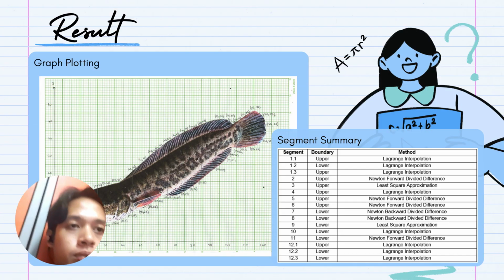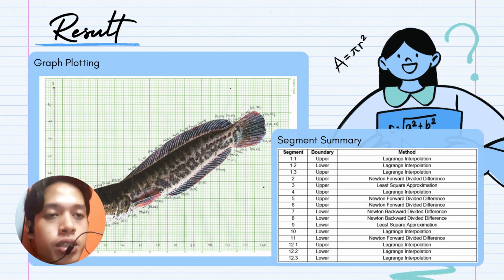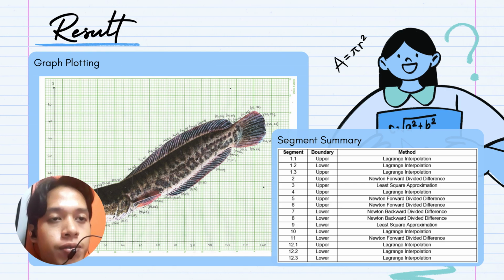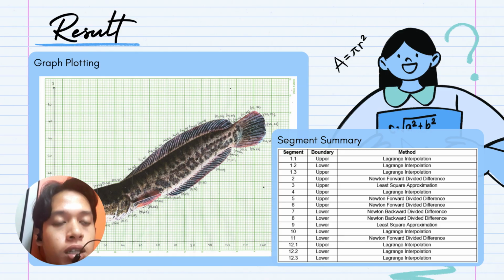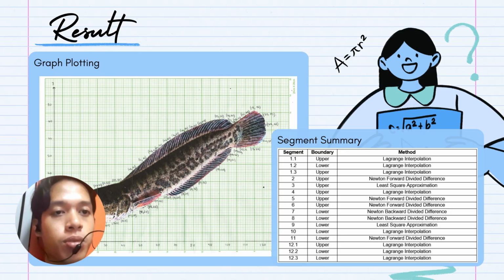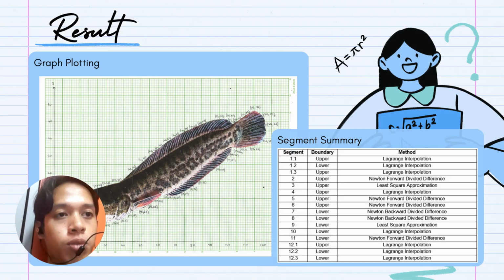This is the segment summary. We basically divided the fish into 12 segments, but segment 1 and segment 12 we divided into 3 more segments each, which are 1.1, 1.2, and 1.3, and also 12.1, 12.2, and 12.3. This is to get more accurate areas and to not include any blank area which is not necessary and not part of the fish.